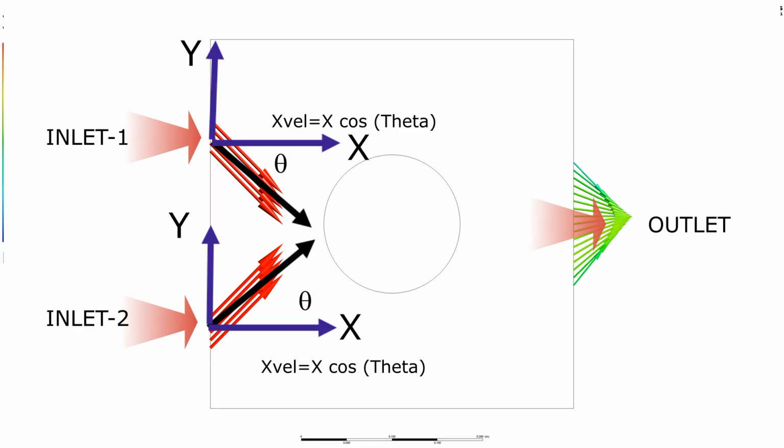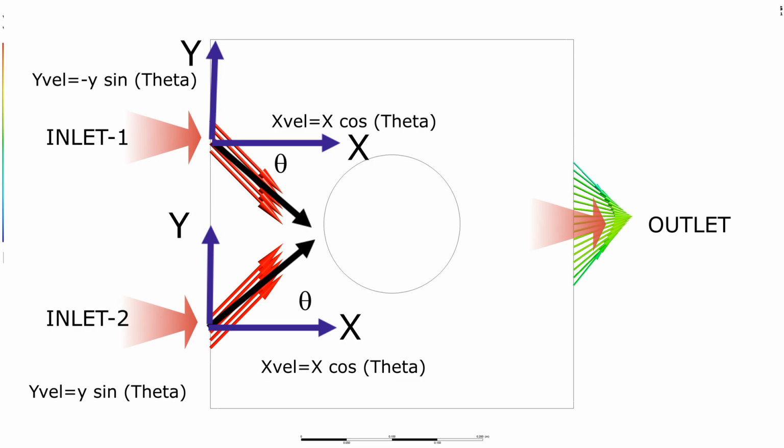So, the inlet velocity is divided into component form. It is like this: x velocity is equal to V cos theta, where theta is the angle, which is 45 degrees, and y velocity as V sin theta. We need to impose these velocities in component form at the inlet.